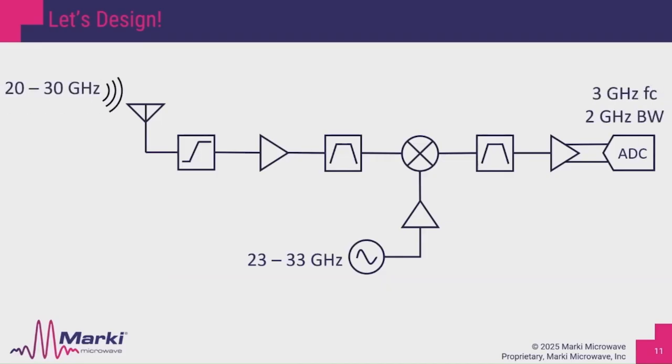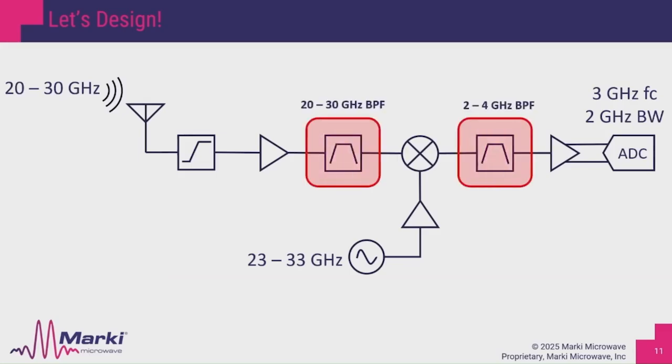For this, we're going to say we're looking at a 20 to 30 gigahertz spectrum hitting our antenna, and we want to down convert that to a fixed 3 gigahertz IF, and we'll assume a 2 gigahertz bandwidth. Right away, we see we need two filters: a pre-select filter covering that 20 to 30 gigahertz, to clean up our front end, and an IF filter covering 2 to 4 gigahertz to select our output band.